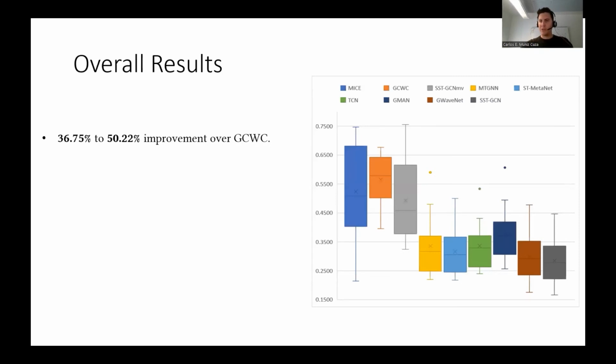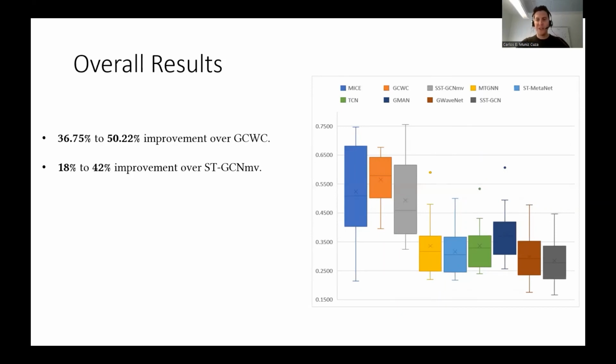The box plot shows the distribution of the Kullback-Leibler metric achieved by our method and the baselines. Overall, our method, the most to the right, has the highest accuracy imputing the missing values among all baselines. Specifically, we have from 36 to 50% improvement over GCWC, which is our closest baseline, but does not consider temporal information. This confirms our hypothesis that both spatial and temporal correlations are crucial factors for an accurate model.